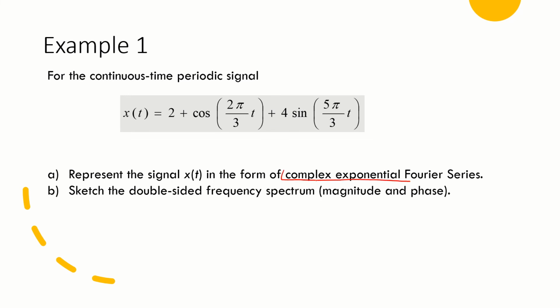Since it mentioned the complex exponential Fourier series, by now you should bear in mind, or have the clue, that your signal must be double-sided. Because it mentioned complex exponential, it must be double-sided. So how to do that? And then sketch the double-sided frequency spectrum.